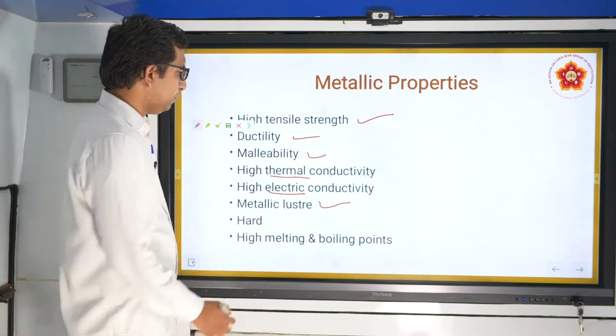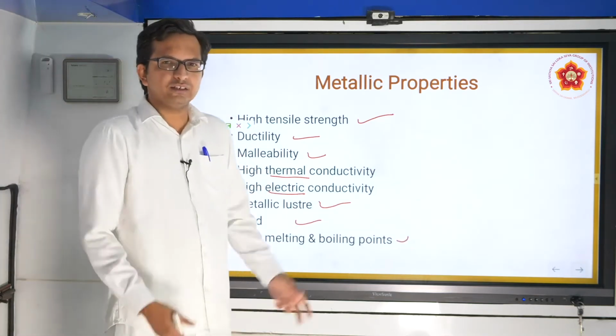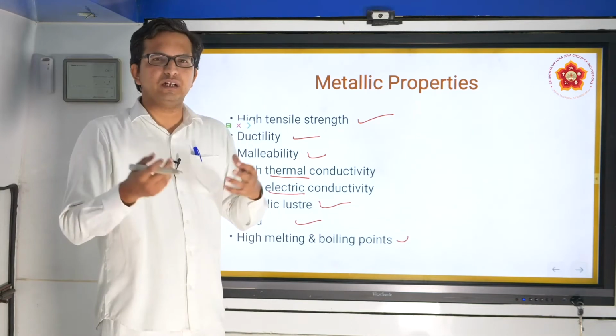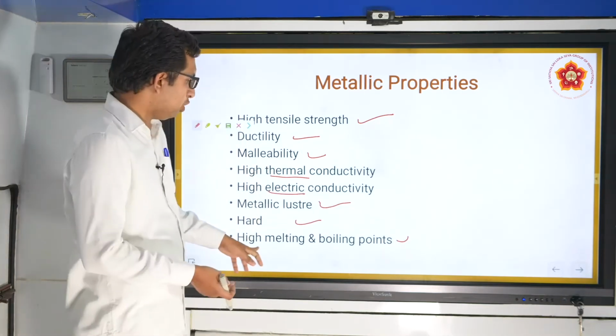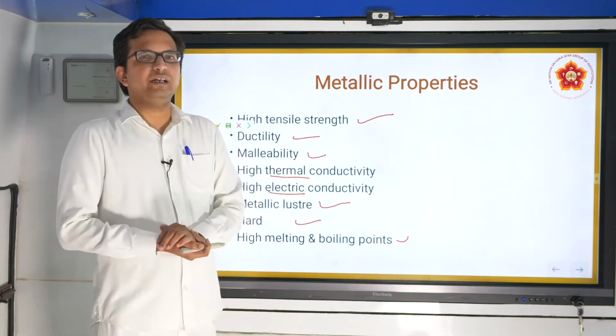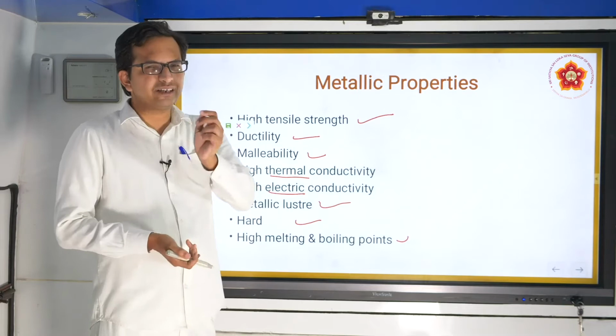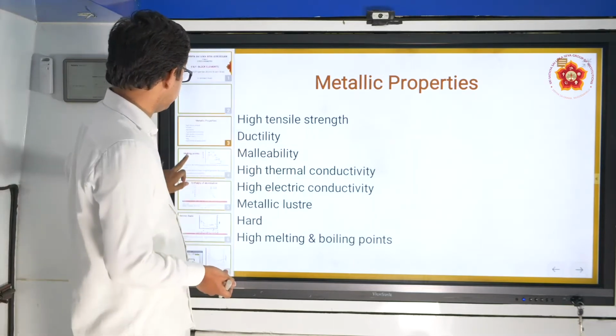Hard, and high melting and boiling points. Now why is it hard? Because these are all metallic forms. These occur naturally in the earth's crust, so they are hard in nature. They also have high melting and boiling points. Why are the melting and boiling points pretty high? Let us study this with a little bit of analogies from the scientific studies.